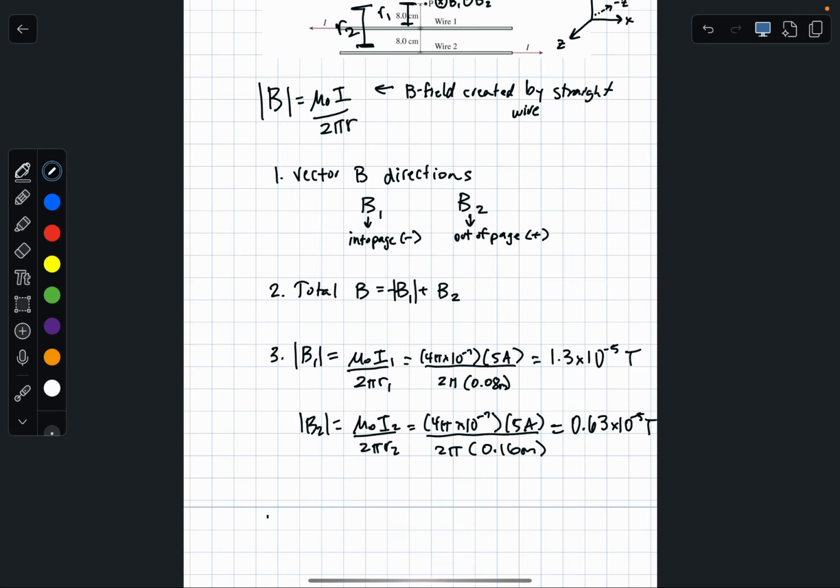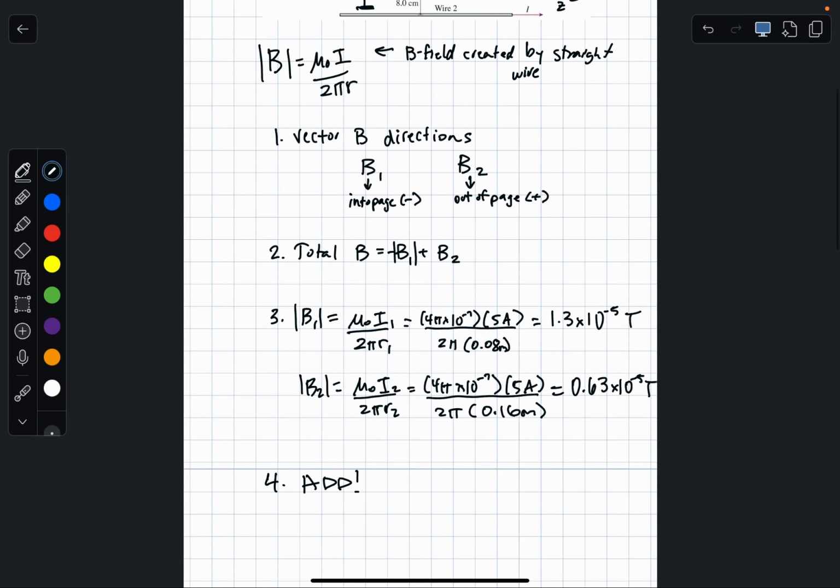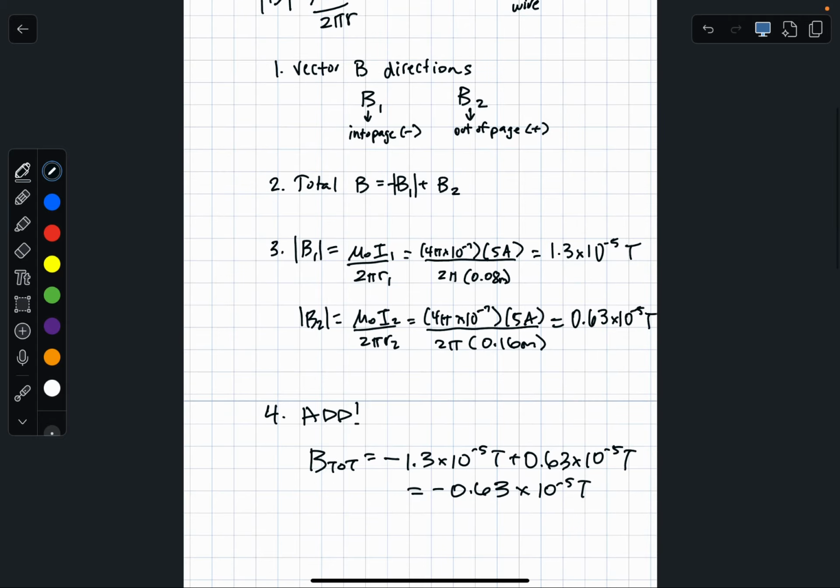All right, so now we know how to add them together. Step 4, add. B total is going to be negative 1.3 plus 0.63, which gives you negative 0.63, because it's half. Okay, so we're doing vector addition. Just have to use the right-hand rule to find the direction of the vector now.